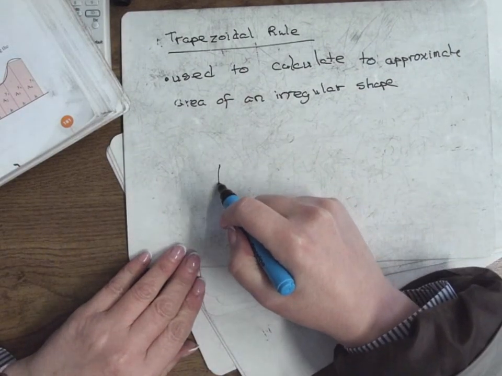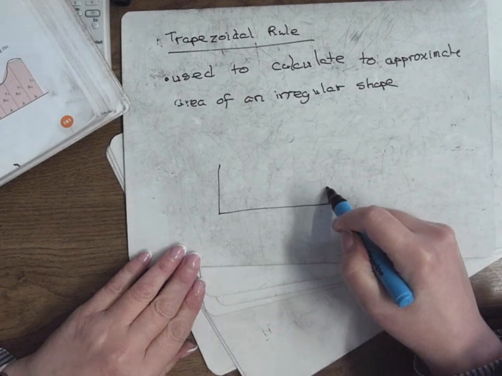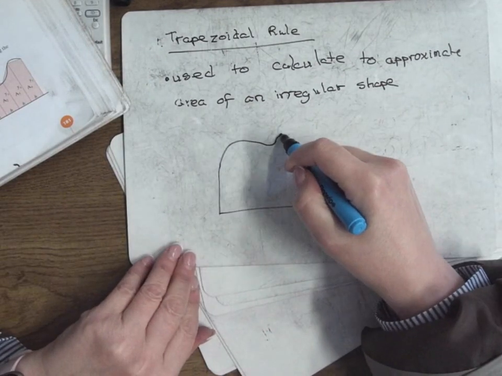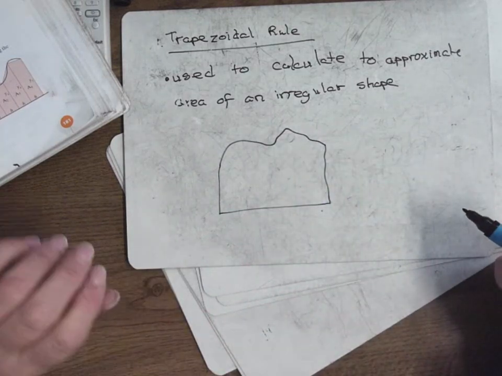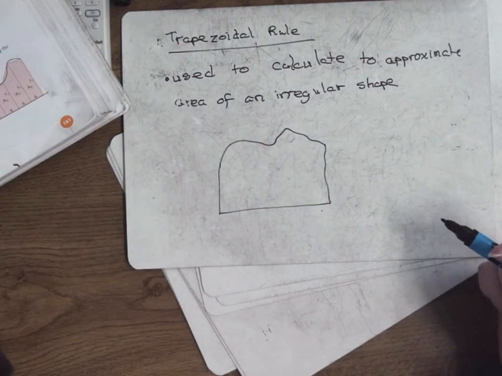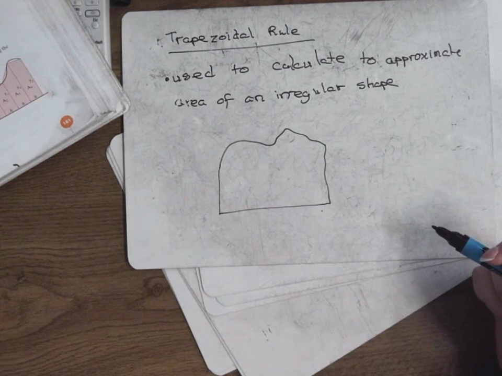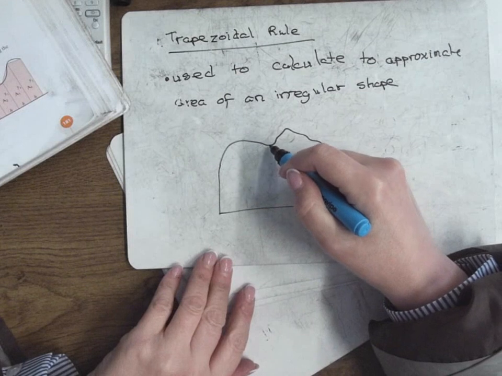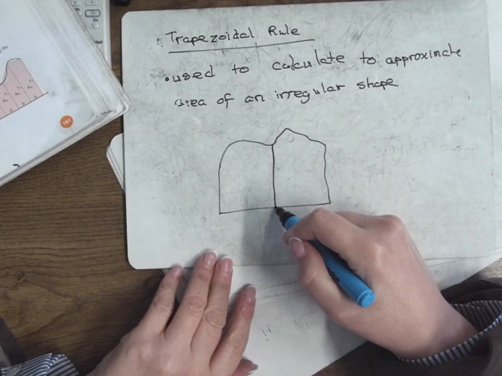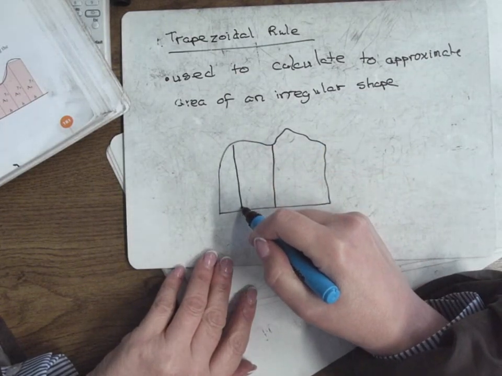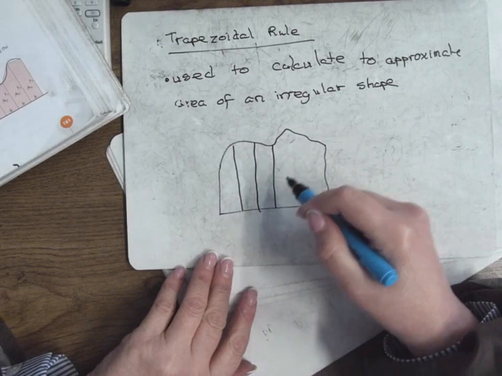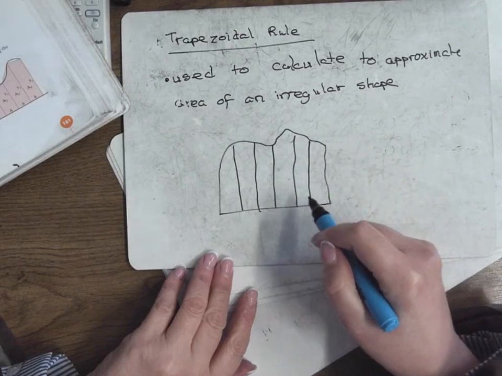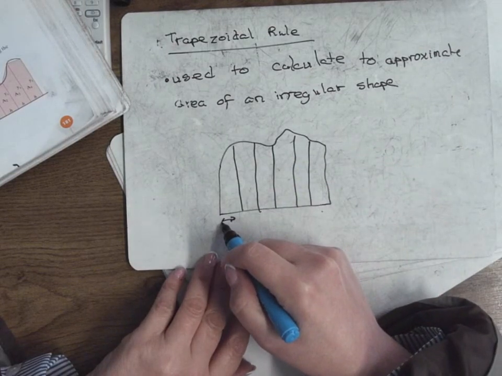For example, I'm just going to do one like this. We'll just imagine it's a field. It's got straight edges on three sides and a wavy edge on the other side. A weird shape, not a rectangle, triangle, whatever. What they do is they divide it into columns, and they're equally spaced apart. So they're all a distance of h apart.